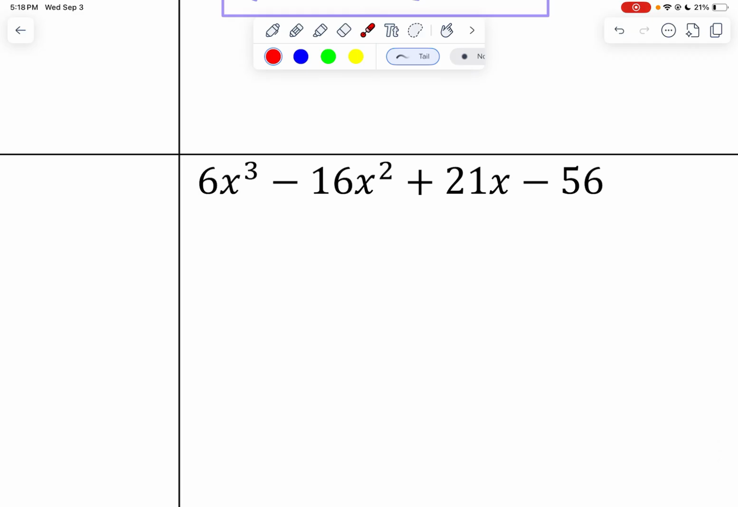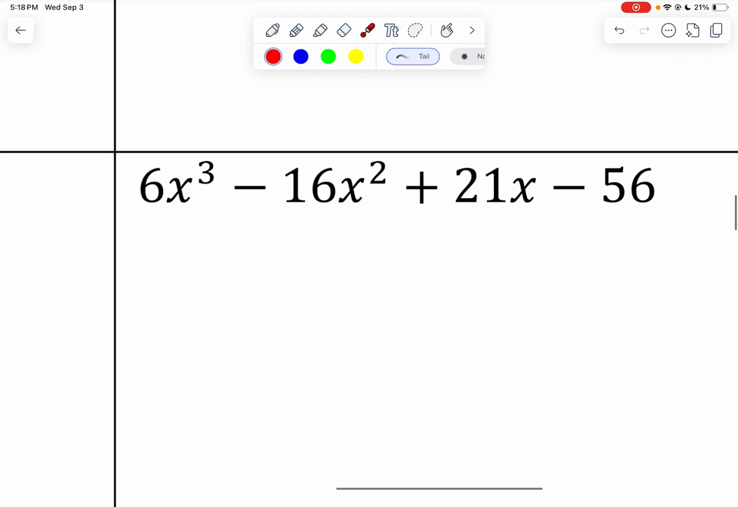Now, it's always worth looking: is there a number that goes into 6 and 16 and 21 and 56? No. But if this had been 22, they would have all been even. You could have factored out a 2. So it's always worth double checking, especially when you have multiple numbers in the mix. Okay, nothing can be factored out, so you can just jump on in with your grouping.